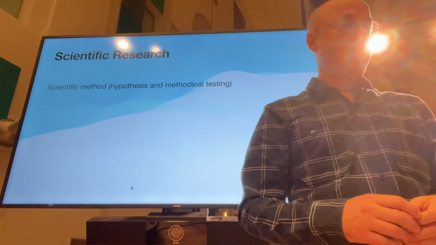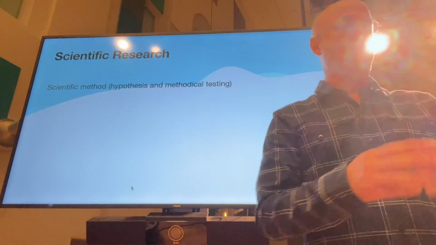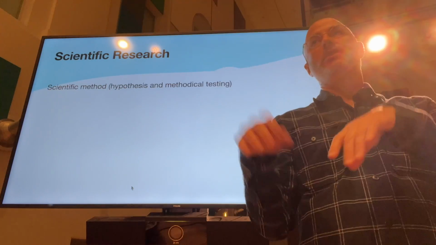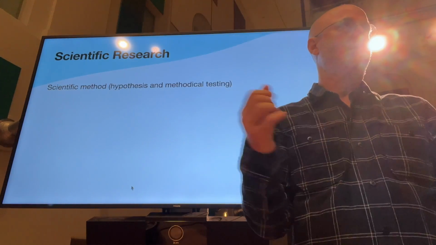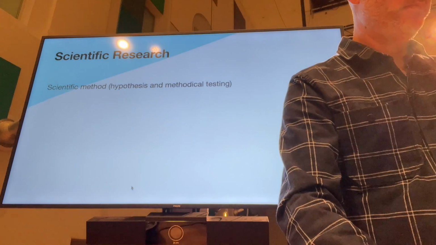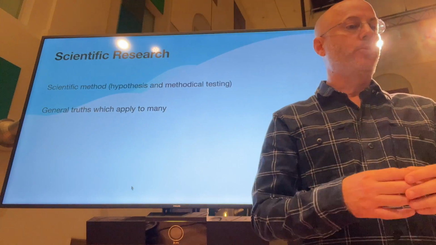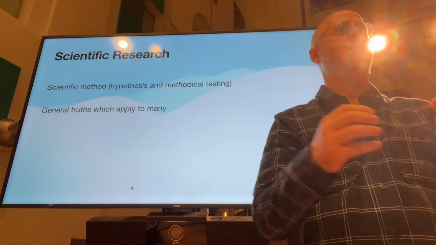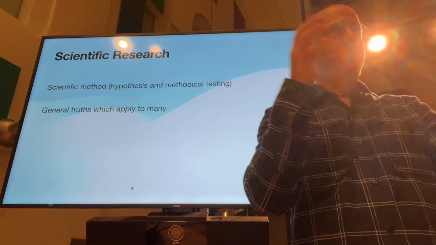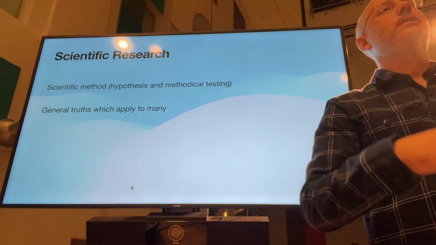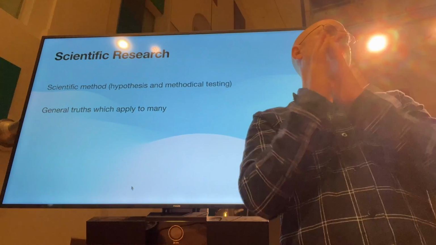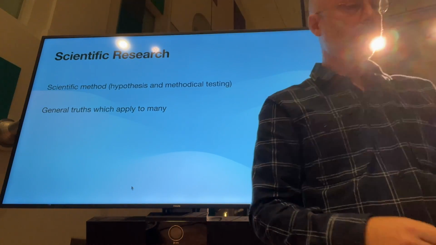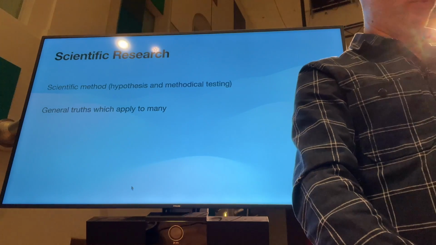But before, let's look at scientific research, right? Scientific research includes the scientific method, where you make a hypothesis and then you test it. You guys learned about this in middle school. And we're looking for general truths which apply to many people. It's typical, right? You think about Einstein and the speed of light. However he came to that idea, he made this rule, and apparently it's the same for everybody. So that would be a universal truth.